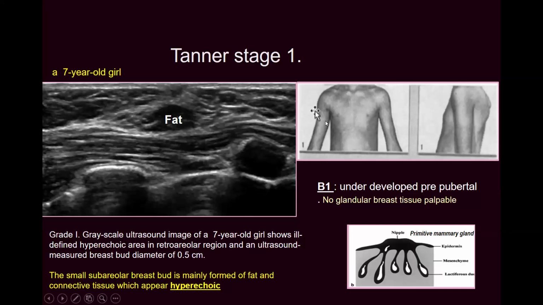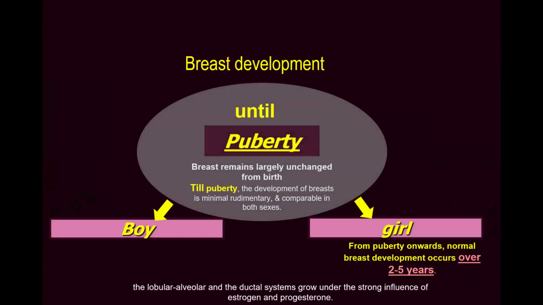But clinically, there will be no palpable bud, no palpable breast tissue, only an elevated nipple, slightly elevated papilla or nipple. Okay. This is what we discussed as the pre-pubertal stage. Until puberty, both female and male were the same.